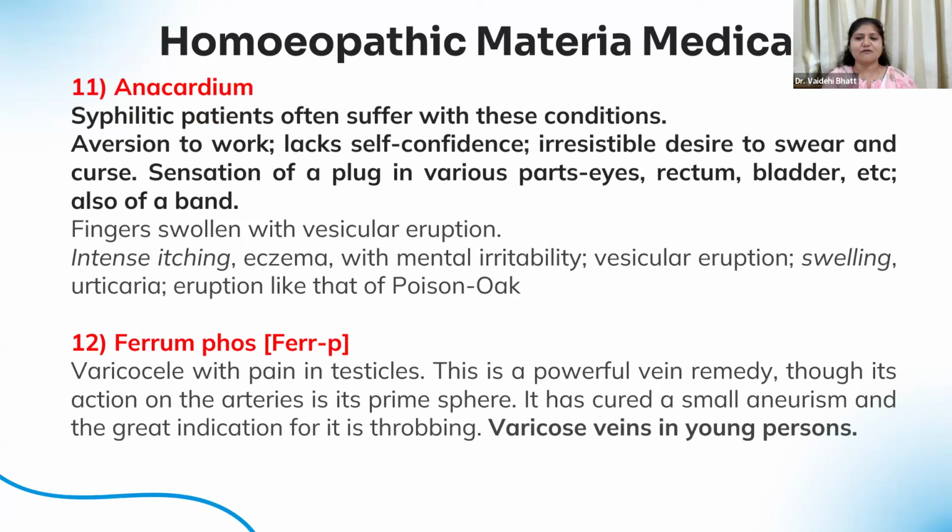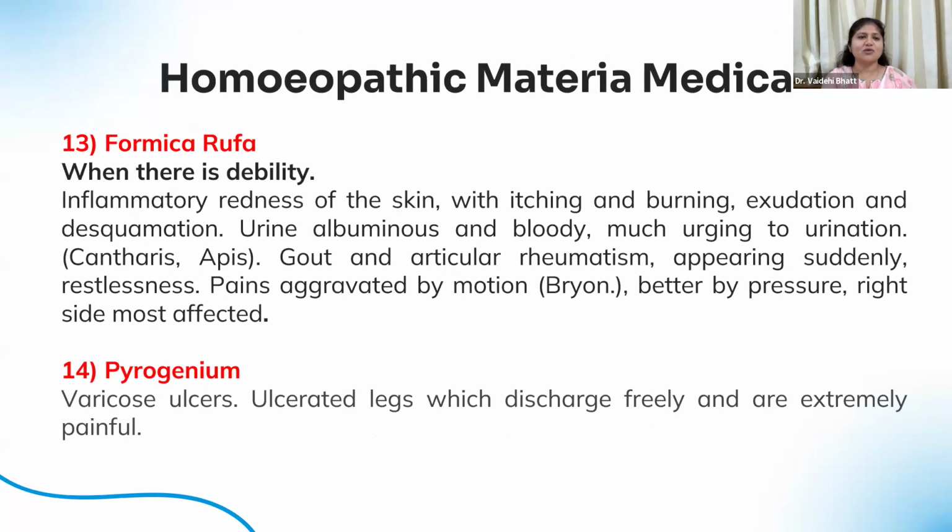Next is ferrum metallicum. It is indicated for varicose veins, especially in young persons, and it is also indicated in the development of varicocele, and it will also indicate some arterial disease with throbbing or severe kind of pain. It also helps to resolve small aneurysms.